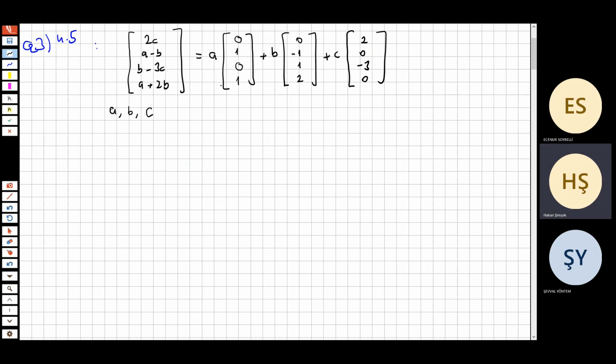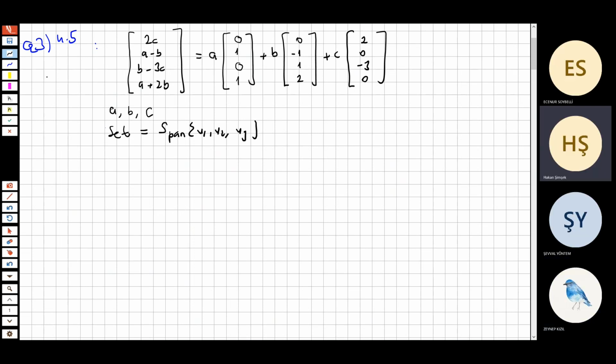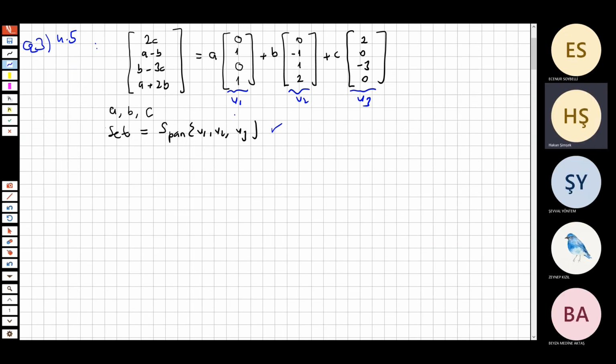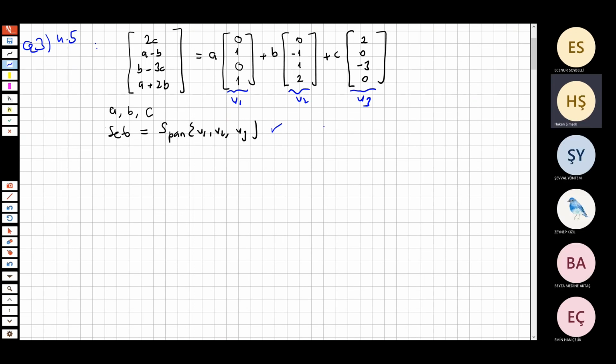Since every vector is written in this form, which is a linear combination of 3 vectors, the given set will be equal to span of V1, V2, V3. What is V1? What is V2? V3? Namely, the second condition is already satisfied in here, but we should also check whether they are linearly independent or dependent. For this, we write the corresponding matrix.